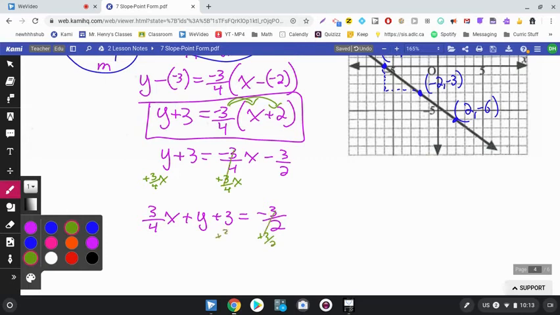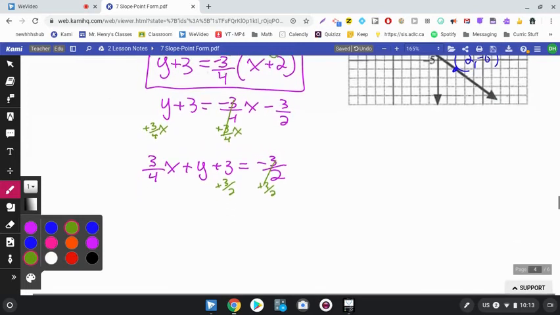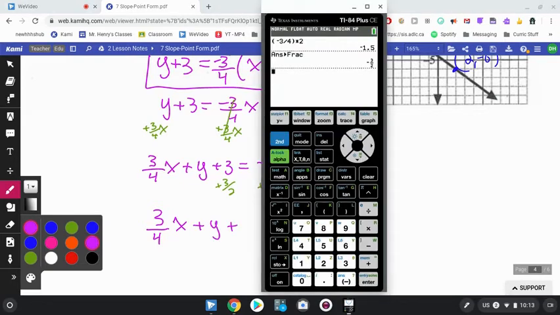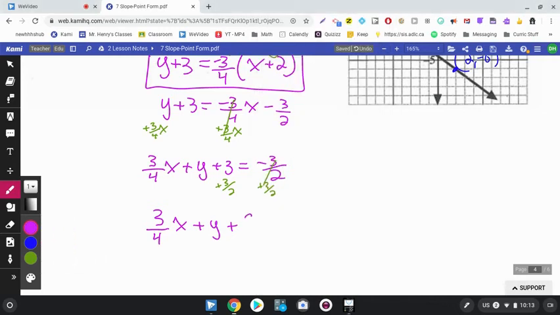That cancels out. I add 3/2. And I end up with 3/4 x plus a y plus, this is where my calculator can be pretty useful. Okay, 3/2 plus 3 is 4.5. Write that as a fraction, 9/2. Okay, great. So one of the necessary things for general form is everything on one side equal to 0.